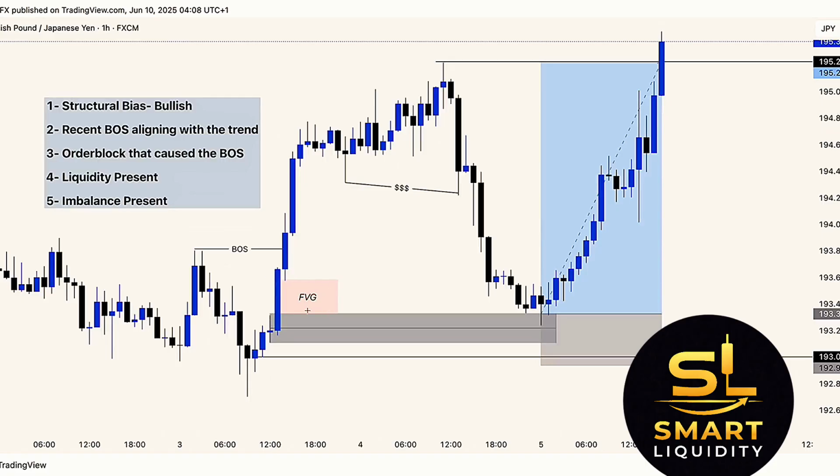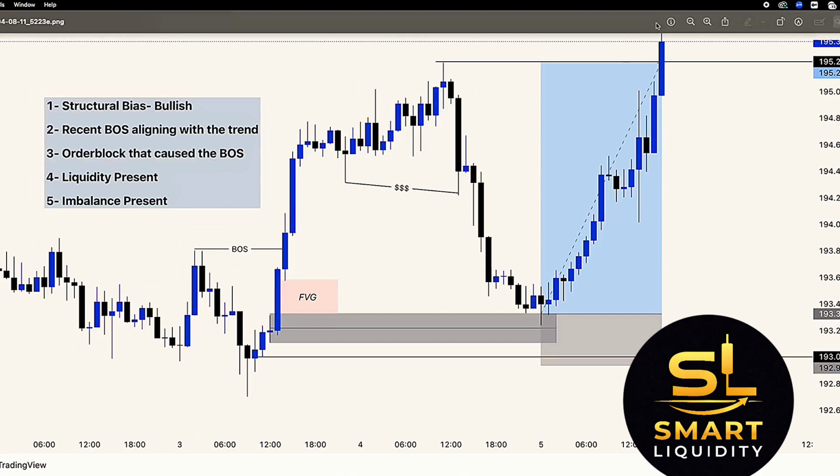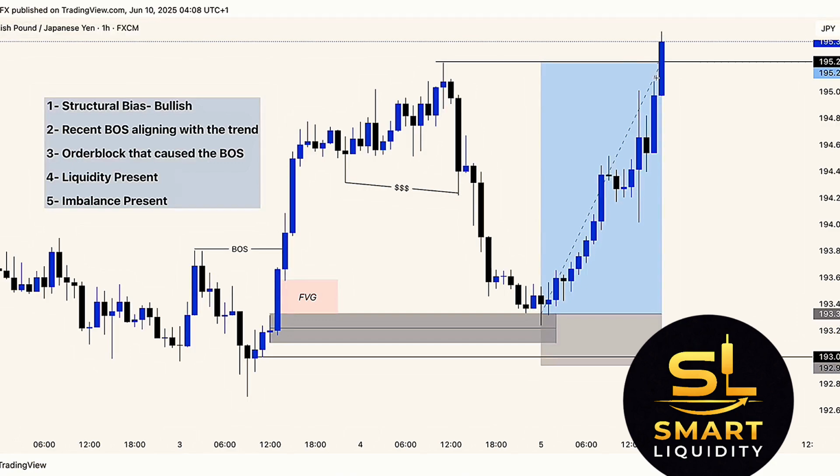So you can see the imbalance here, FVG, present. Now, liquidity, present. Now you can see the liquidity here. Liquidity is also present from here. You can see price cleared everything, tapped in, and it moved straight to my direction.